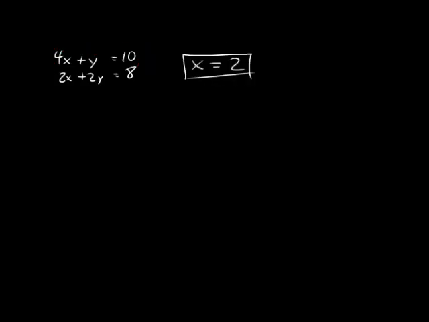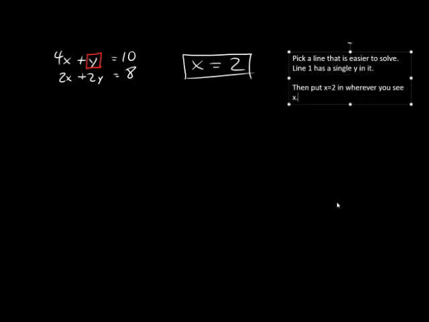Now we can put x equals 2 back in the system somewhere, but we can choose either of the two lines from our system. Notice that we still have a single y in line 1. Therefore, if we're trying to solve for y, that would be the one to go for, because it's easier to get y by itself when it has no number in front of it. So we'll go to line 1 and we'll let x equal 2.